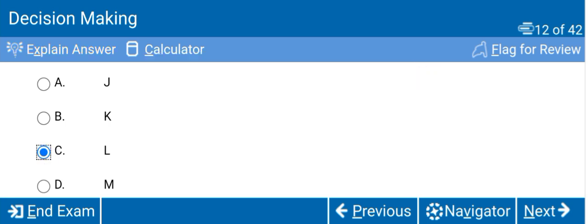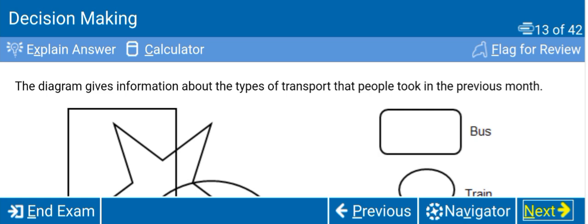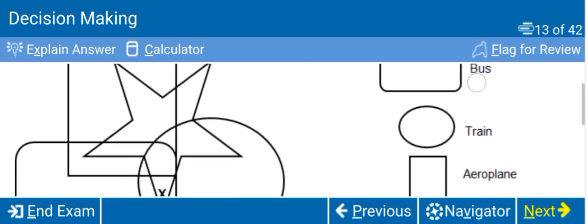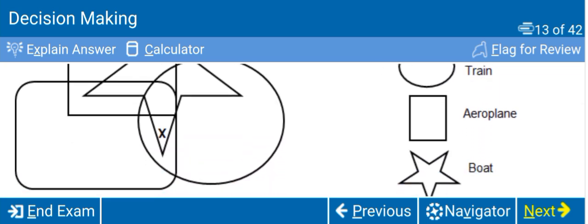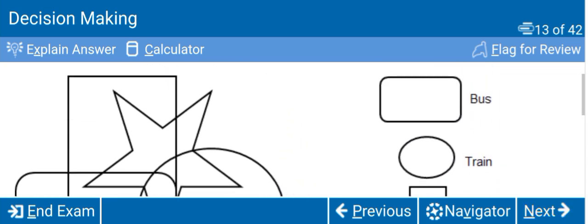So now we'll choose option C. Okay, next we have a question: the diagram gives information about the types of transport that people took in the previous month. So here we have this diagram.